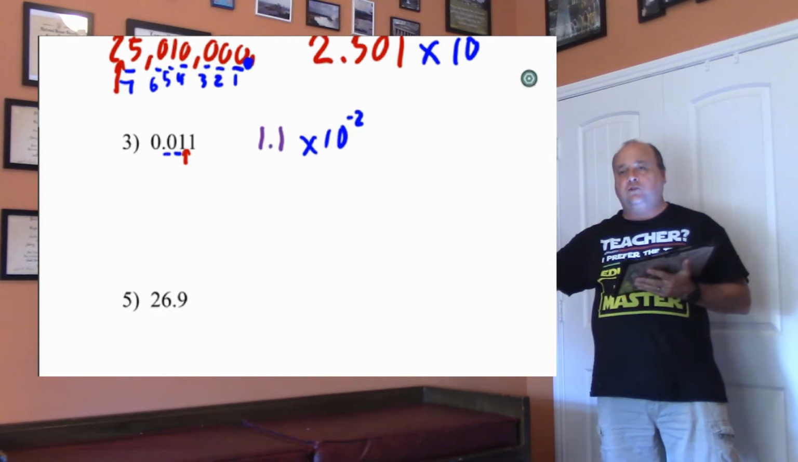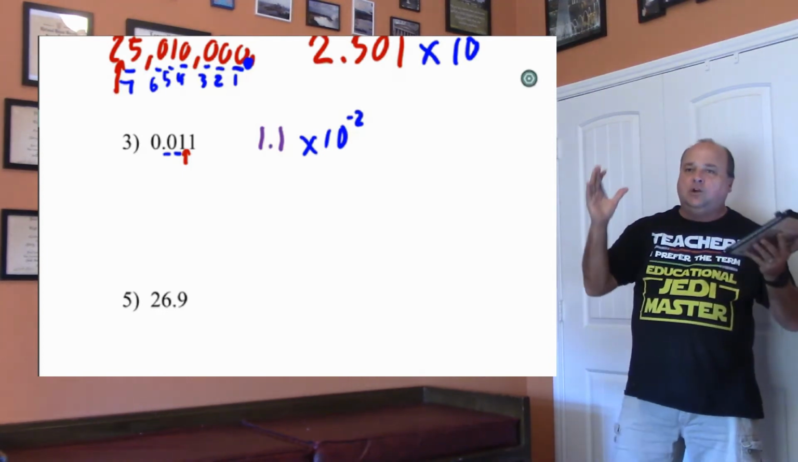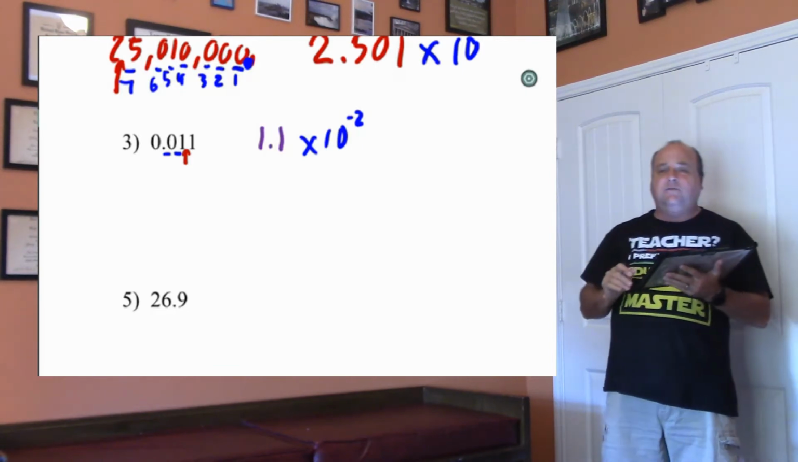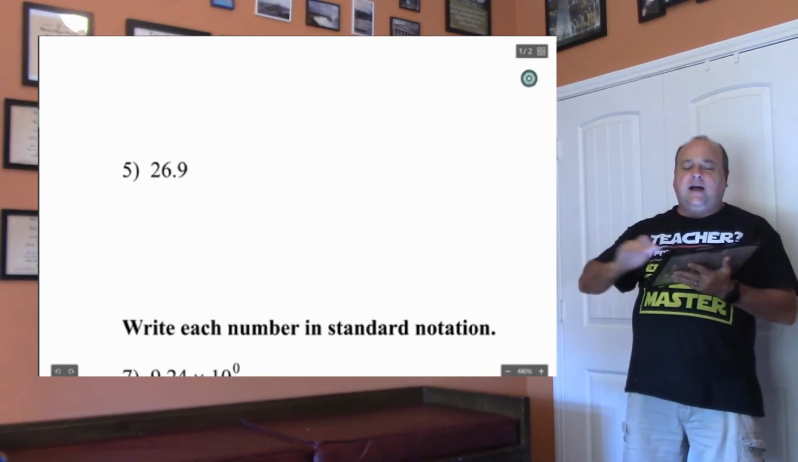Positive exponent moves it to the right. Okay? So if your number's less than 1, you'll use a negative exponent. Greater than 1, use a positive exponent. Well, let's go to number 5.